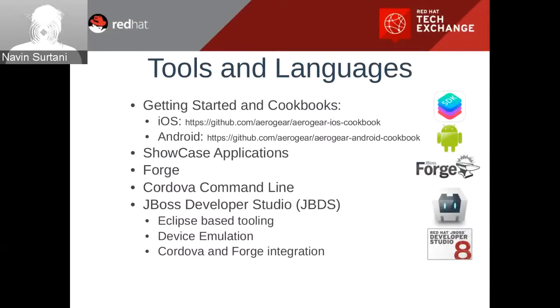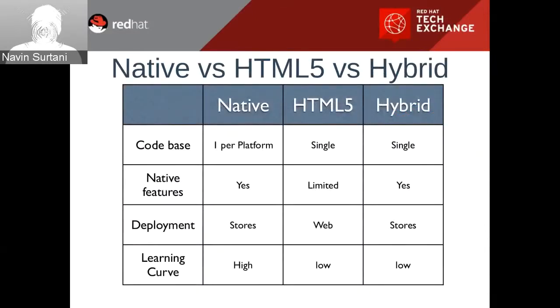Today we have three types of applications that we see out there. Native, of course, where the code base is one per platform, one for iOS or Android. For HTML5, the code base is a single one, and the same for hybrid.